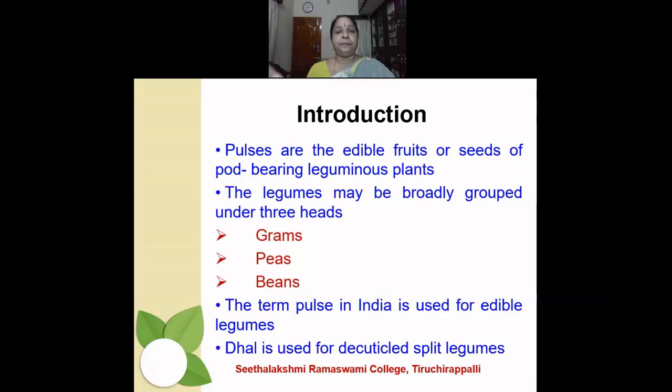And split legumes. In every seed there will be two cotyledons, right? Inside that seed, we said they are the edible fruits or seeds. So here we split the seed into two. That is called the split legumes. From one seed, you will get two dal. Do you understand? So the legumes are also consumed as dal, and that dal is defined as the decuticled, removal of the seed coat, and split legumes.